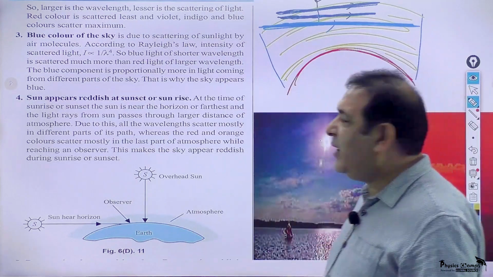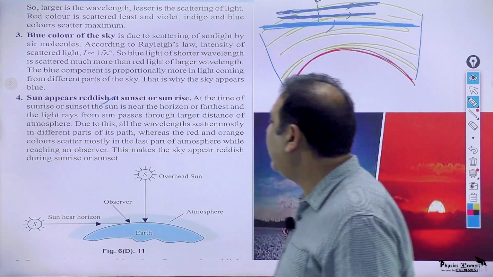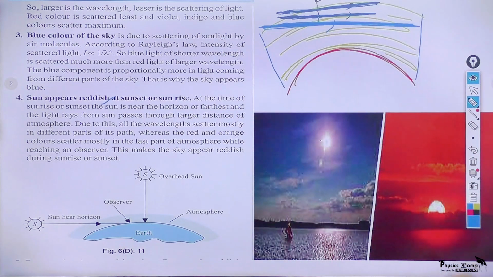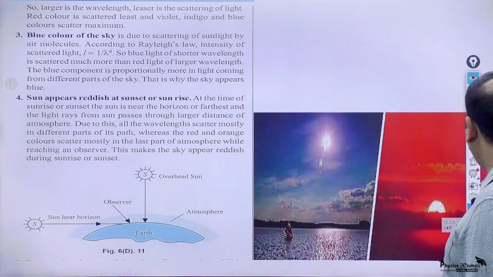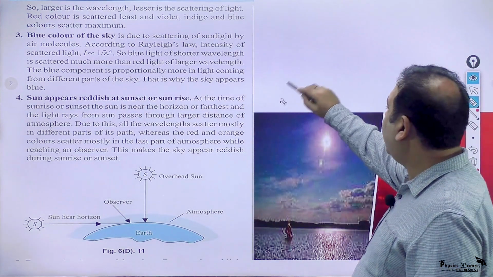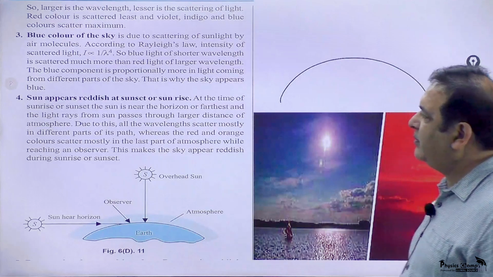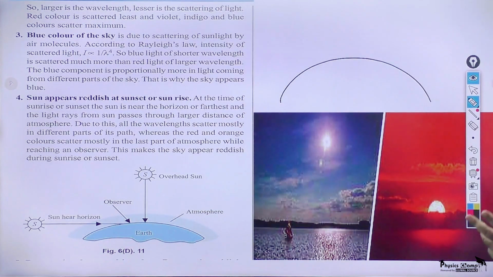Now you can very well understand why the sun appears reddish at sunset or sunrise. So at the time of sunset or at the time of sunrise, why does the sun appear reddish? Even the whole atmosphere, even the whole sky, the sky would appear orange or some other colors, like you can see orange, yellow, but the sun will appear reddish. Now why does it take place?